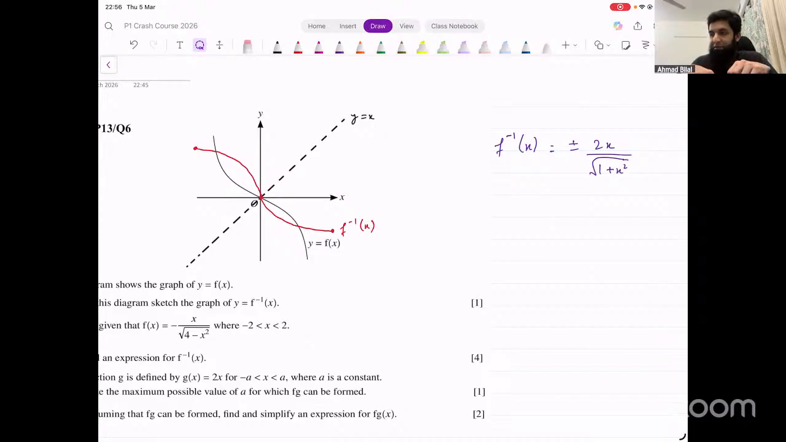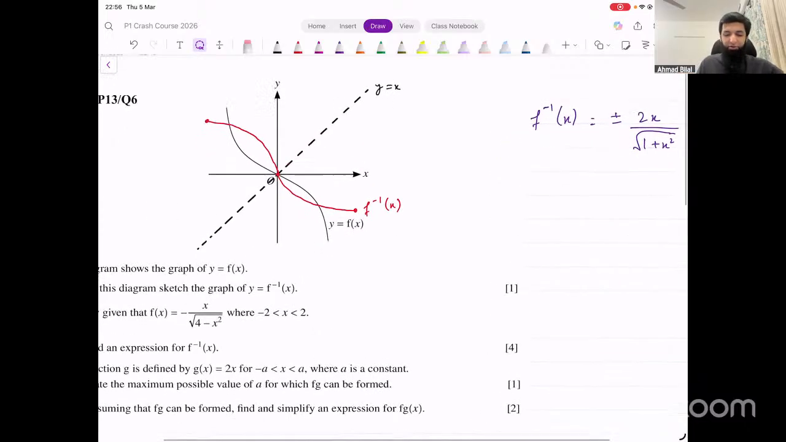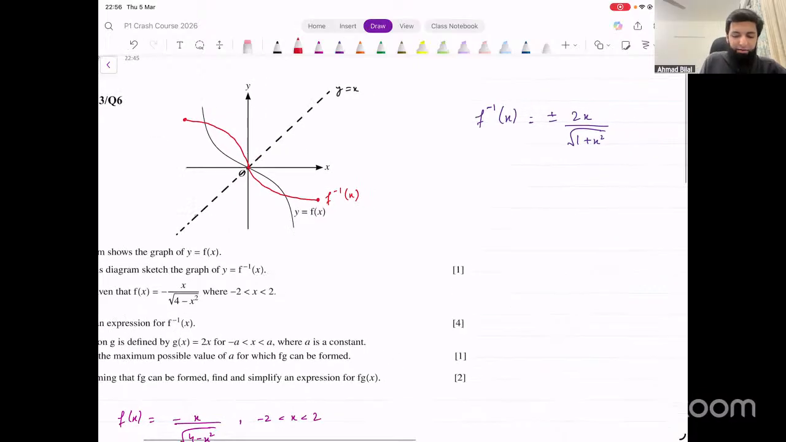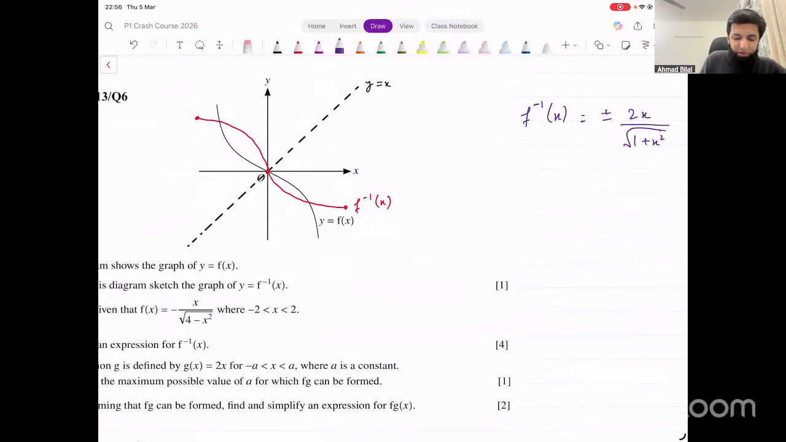X and y have opposite signs. Look at the graph. It's in the second quadrant and it's in the fourth quadrant. Now, do you know the values of x and y in these quadrants? On the left side, x is negative and y is positive. In the fourth quadrant, x is positive and y is negative. So in both of these quadrants, x and y have opposite signs.